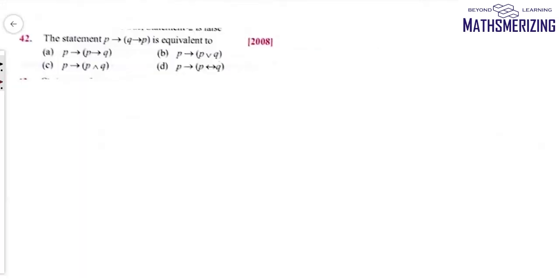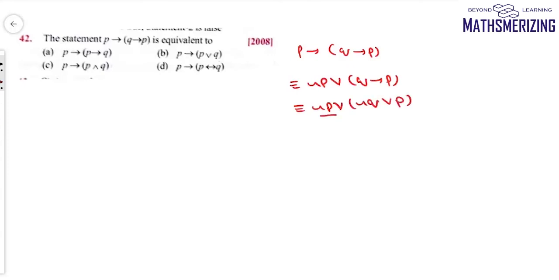Now question number 42 is this statement, which is P implies Q implies P is equivalent to not P or Q implies P, and this is not P or, and this is not Q or P. Now disjunction is associative and commutative, so I'll write not P or P or not Q. Now not P or P is simply true, and true or anything is simply true. So this is a tautology.